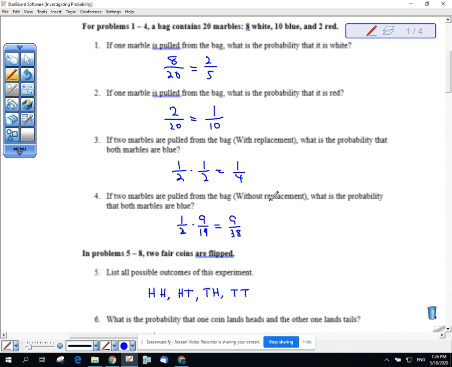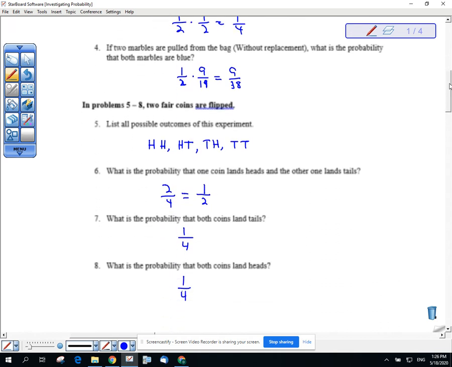That's your probability. The next 4 questions deal with coin flips. 2 fair coins are flipped. Fair meaning that they're not weighted in some way, so it's 50% heads and 50% tails. It says list the possible outcomes. I've just listed them. Here's one way to represent that: HH would be heads, heads, and then heads, tails, tails, heads, tails, tails.